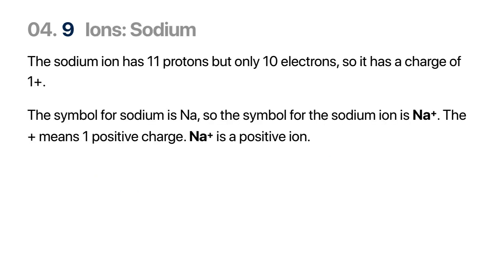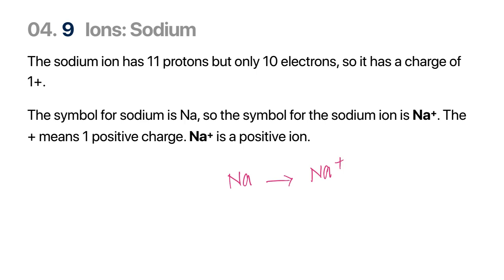The sodium ion has 11 protons but 10 electrons, so the charge is positive 1, because it lost 1, right? So how you write this down is like this: sodium with a positive charge. So a sodium metal has now turned into a sodium ion.